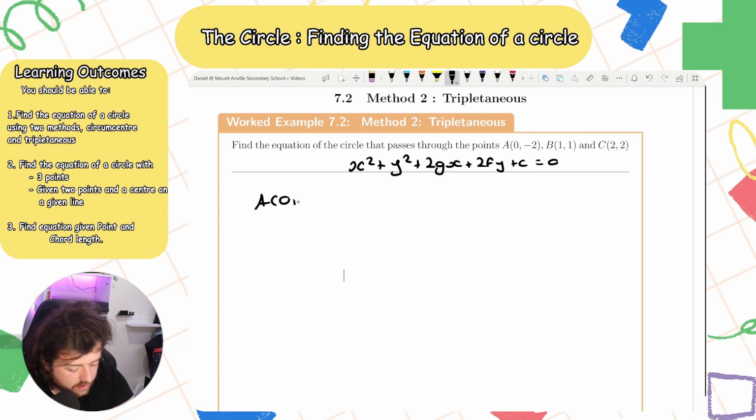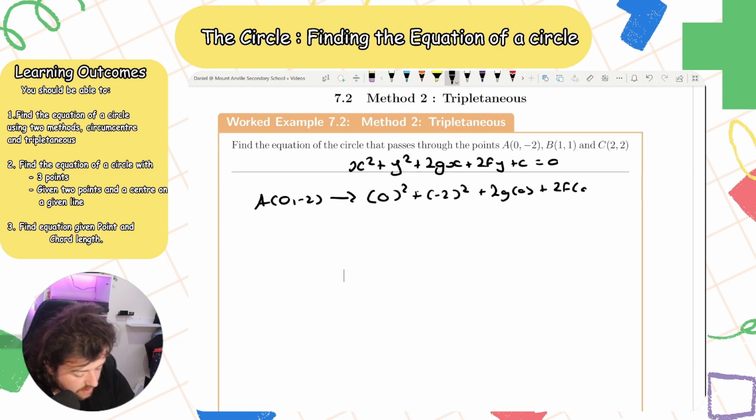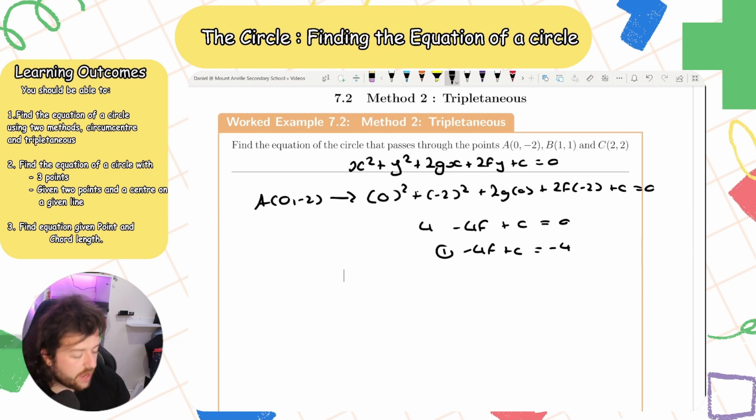If I sub in (0, -2) into here, I get 0 squared plus minus 2 squared plus 2g times 0 plus 2f times minus 2 plus c equals 0. So I'm going to get 4 minus 4f plus c is equal to 0. Minus 4f plus c is equal to minus 4. And that is now one equation. And now I sub in all my points like this, and I get equations for all of them.